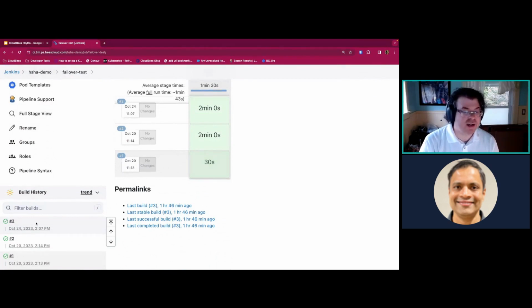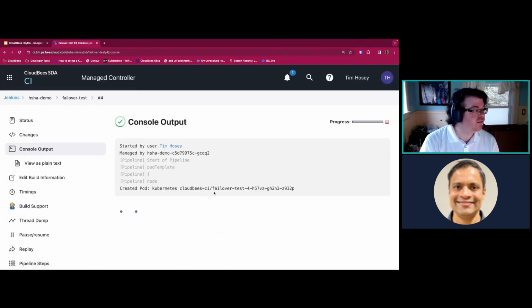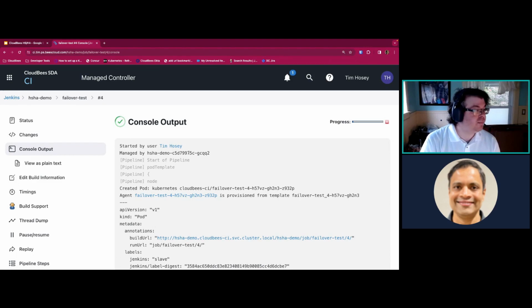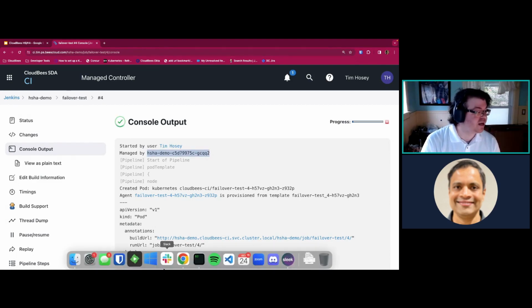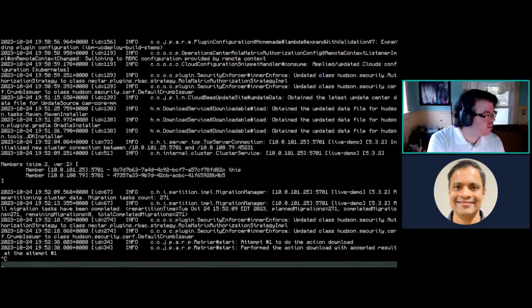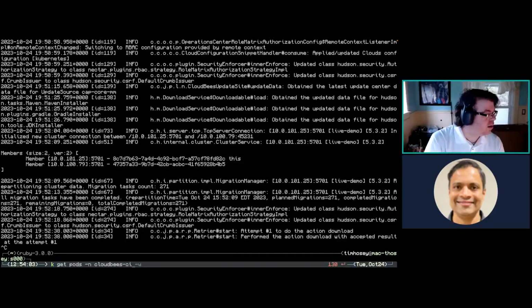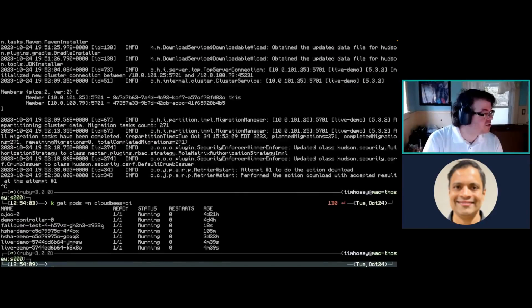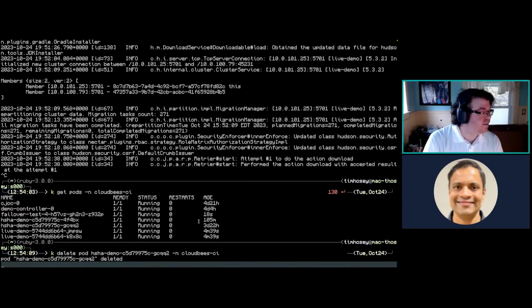And then we'll go ahead and delete the pod that it's running on and see how that goes. So you can see it's managed by GCQQ2. So this is the controller that is managing it. If we take a look at our pods, we see that GCQQ2 is what's running it. So it's this one right here. Let's go ahead and copy that, and let's go ahead and delete the pod. So delete pod, and in the namespace, Cloud-based CI. Okay, the pod's been deleted.